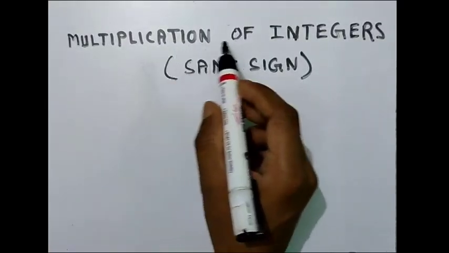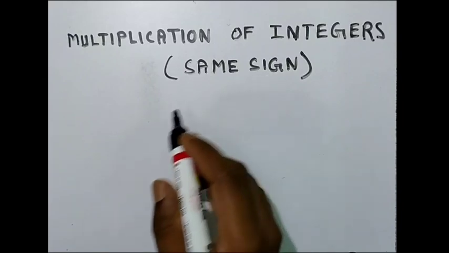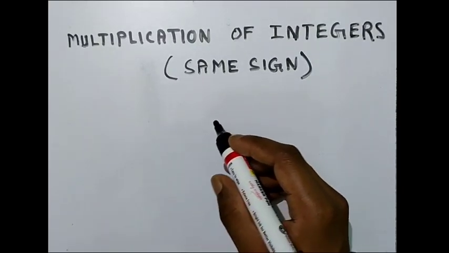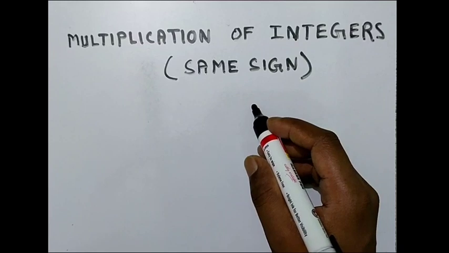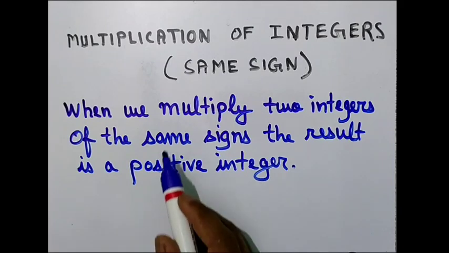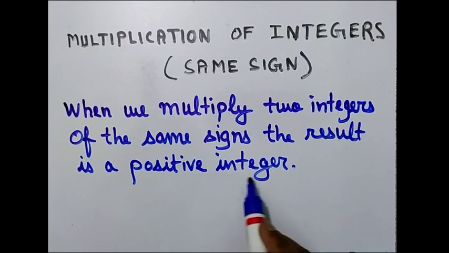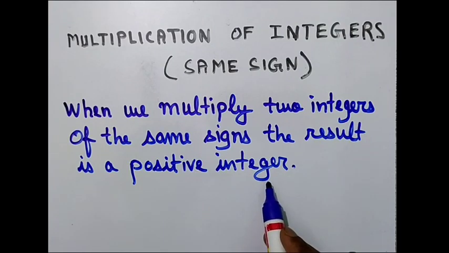So multiplication of integers of same sign. Now what happens when we multiply two integers having the same sign? When we multiply two integers of the same sign, the result is a positive integer. Let's understand this with the help of an example.